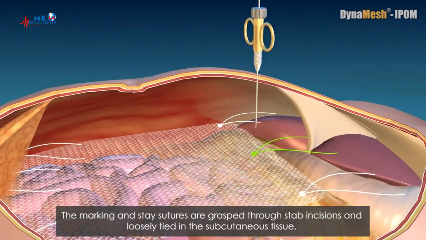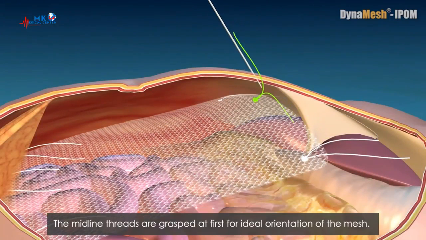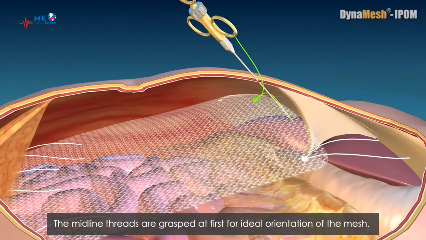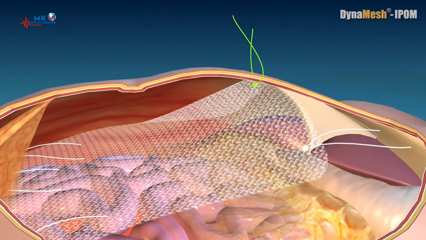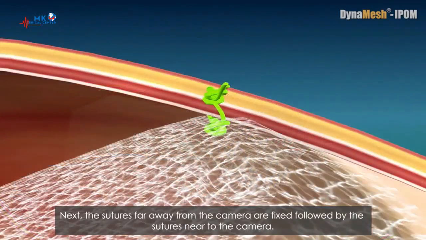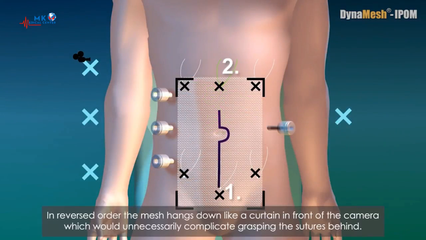The marking and stay sutures are grasped through stab incisions and loosely tied into the subcutaneous tissue. The midline threads are grasped at first for ideal orientation of the mesh. Next, the sutures far away from the camera are fixed, followed by the sutures near to the camera. In reversed order, the mesh hangs down like a curtain in front of the camera, which would unnecessarily complicate grasping the sutures behind.